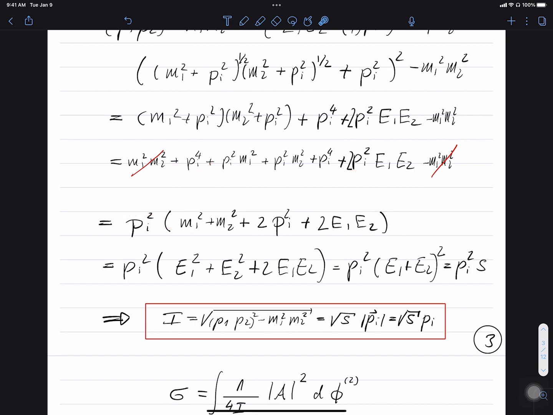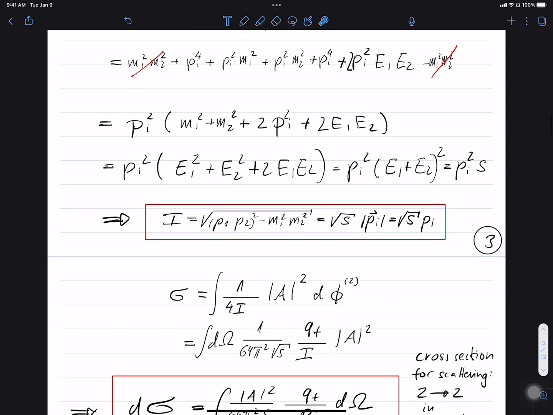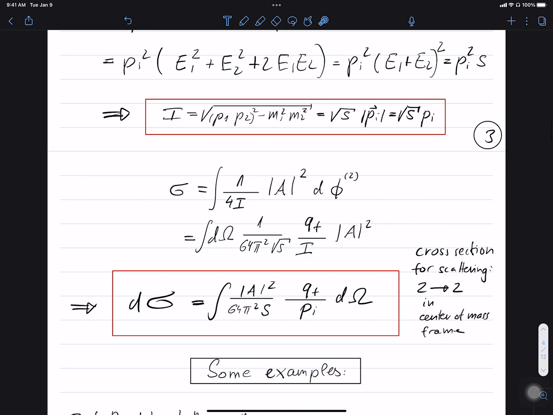However, we find this is nothing else but combining these energies, just E1 squared plus E2 squared, and we see that this is nothing else but E1 plus E2 squared, which is S. And so this I in the center of mass frame is just square root S times the initial momentum. Quite a simple expression.